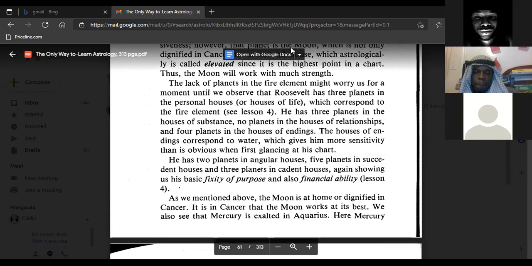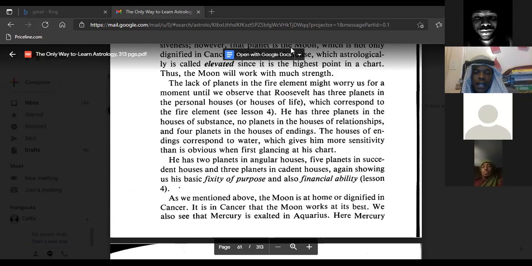The lack of planets in the fire element might worry us for a moment until we observe that Roosevelt has 3 planets in the personal houses, or houses of life, which correspond to the fire element. See lesson 4. He has 3 planets in the house of substance, no planets in the house of relationships, and 4 planets in the house of endings. The house of endings corresponds to water, which gives him more sensitivity than is obvious when first glancing at his chart. He has 2 planets in angular houses, 5 planets in succedent houses, and 3 planets in cadent houses. Again, showing us his basic fixity of purpose and also financial ability.